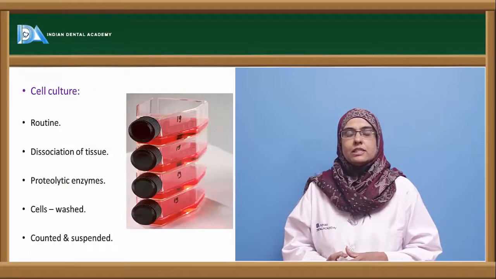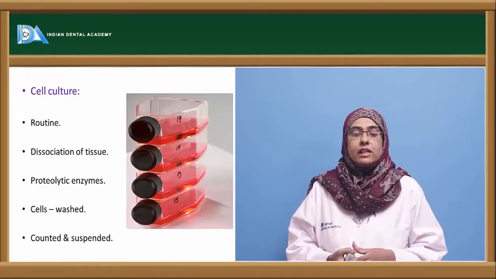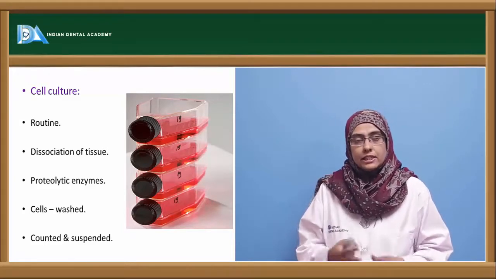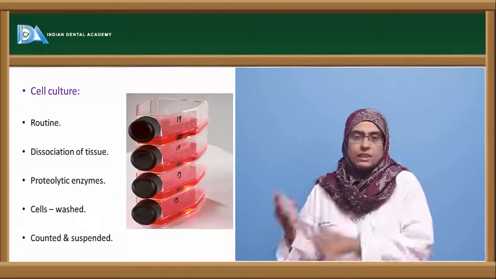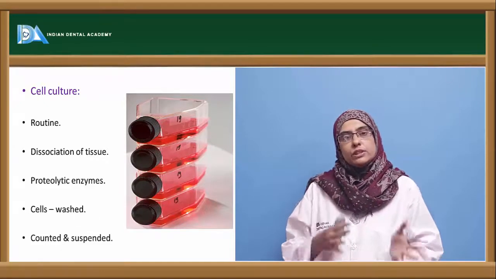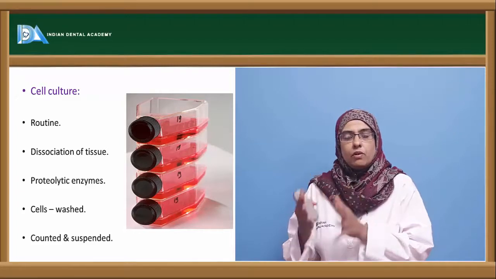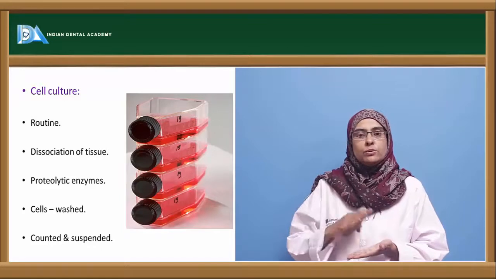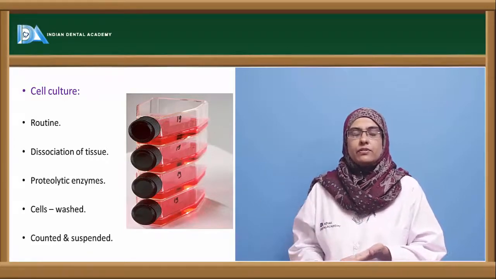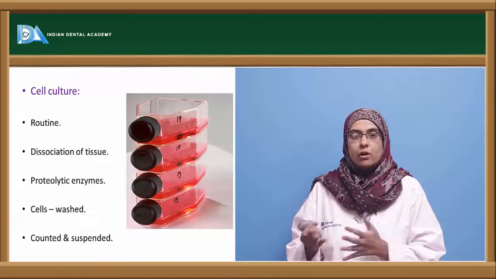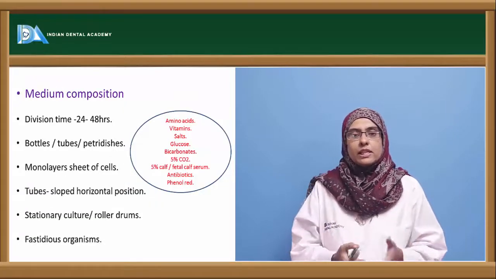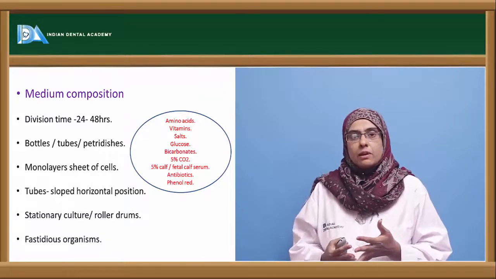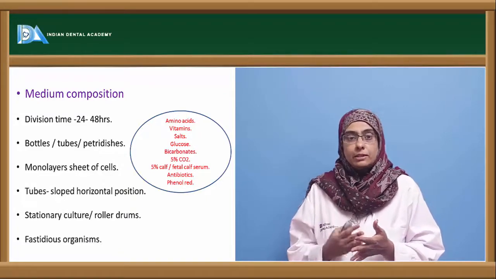Now coming to the cell cultures, it is a routine method that is mostly used in virology to cultivate the different types of viruses. Here there is a dissociation of the tissues into cells with the help of proteolytic enzyme. Once the tissues have been dissociated into cells, they are washed, counted, and grown as a monolayer either in tubes, bottles, or petri dishes in the presence of different types of media composition. The media composition in which the cell cultures are usually grown consists of amino acids, vitamins, salts, 5% carbon dioxide, serum, antibiotics, and phenol red.